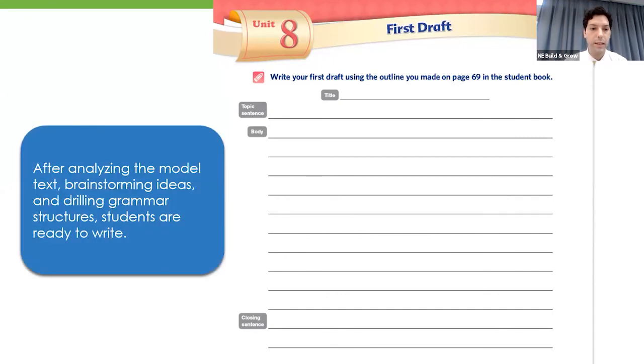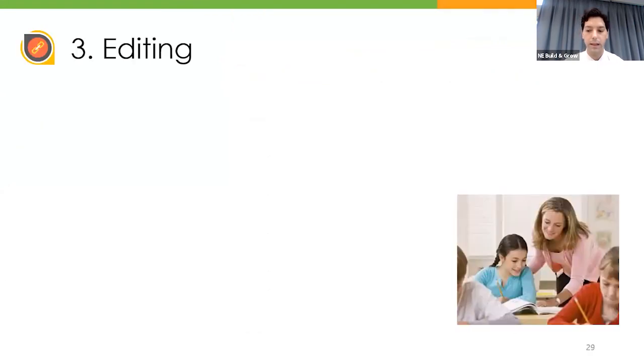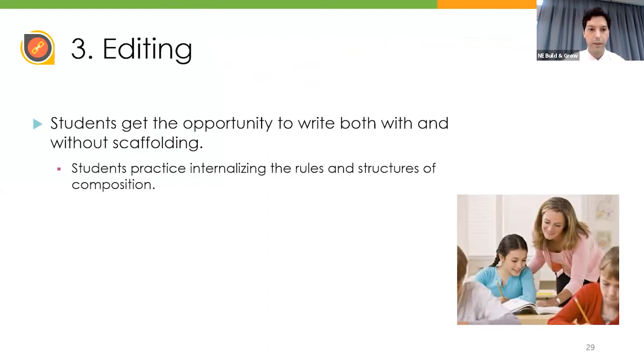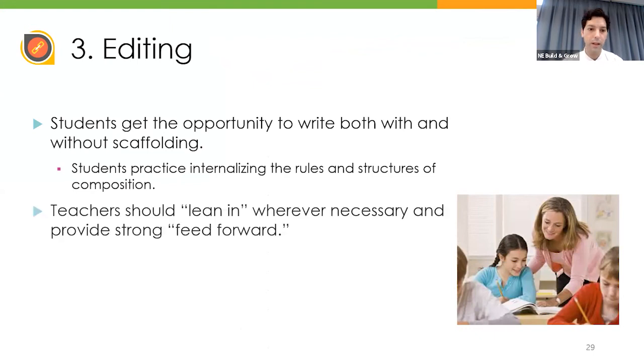So after analyzing the model text and brainstorming ideas and drilling grammar, students are ready to write. Now, they've done their first draft. Okay, this is finished. Now we're going to edit. All right, so in the editing stage, students get the opportunity to write both with and without scaffolding. So this is how we're going to slowly transition toward independence. All right, students practice internalizing the rules and structures of composition. And teachers, during this part of the lesson, should lean in whenever necessary and provide strong feed forward.